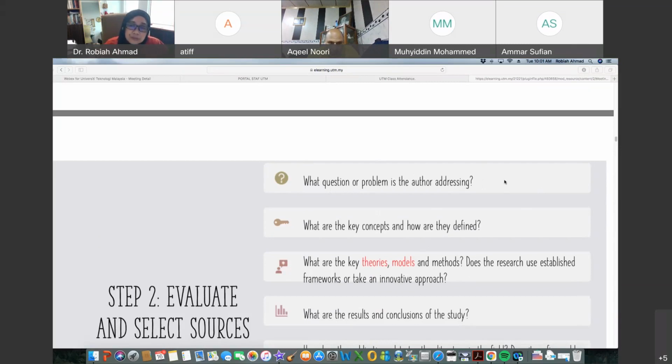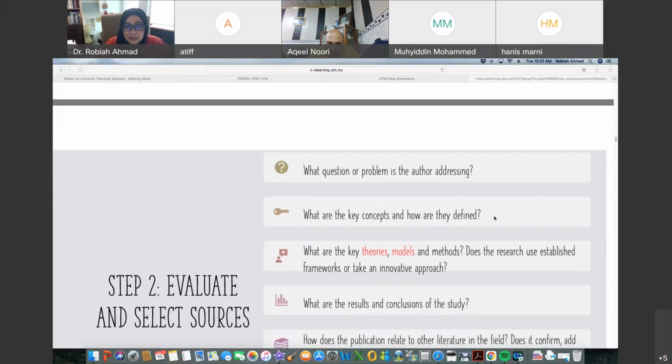Introduction section. What are the key concepts? How are they defined? Keywords. Okay. What are the key theories, models, and methods? This one.